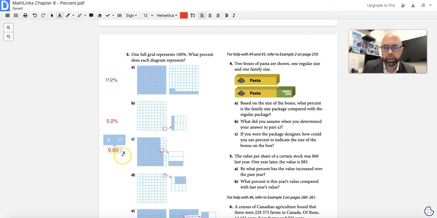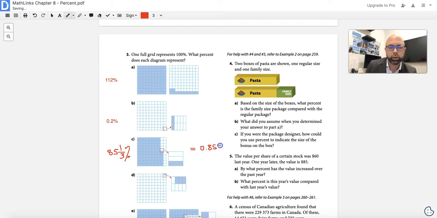So it's hard for me to show it here. You know what, I'm going to use my pen. So this fraction is 1/3, right? So basically what we have is 85. I'm not going to include a decimal here. 85 and 1/3%. Which is the same as 0.853 repeating. Right?